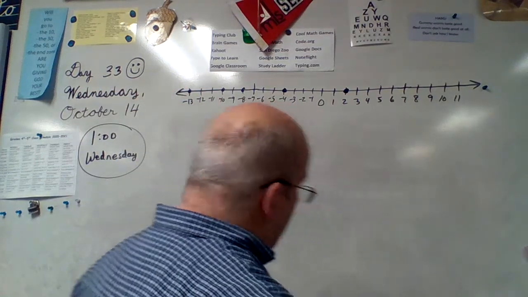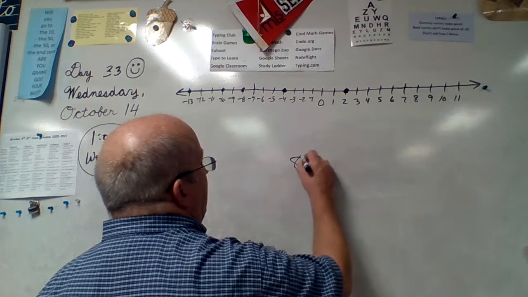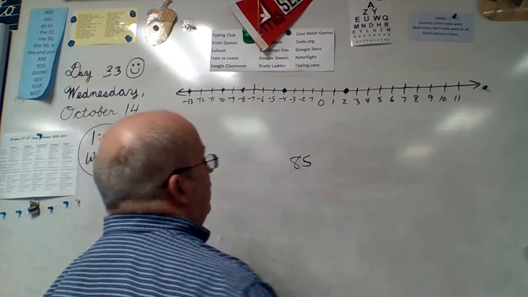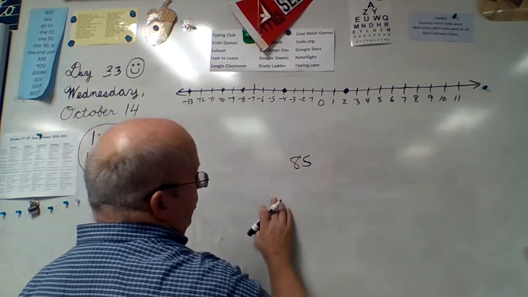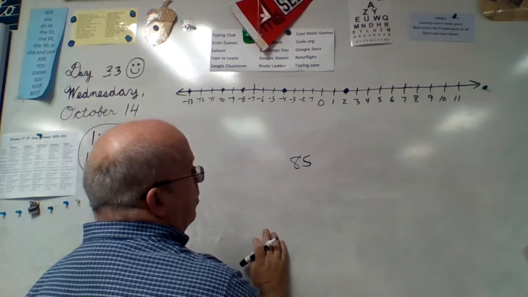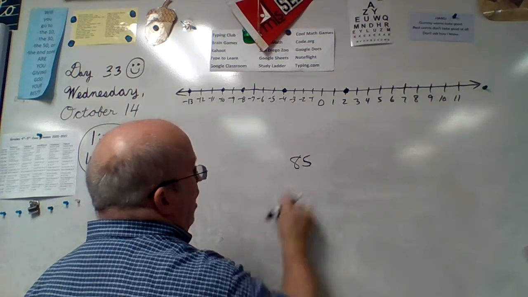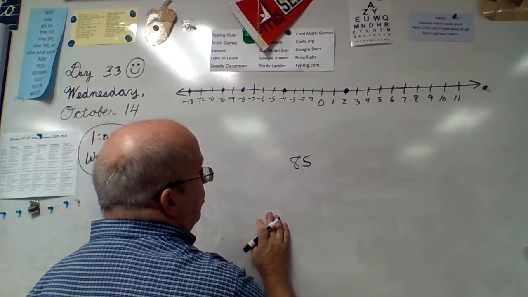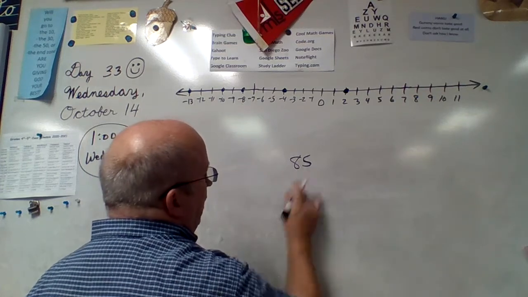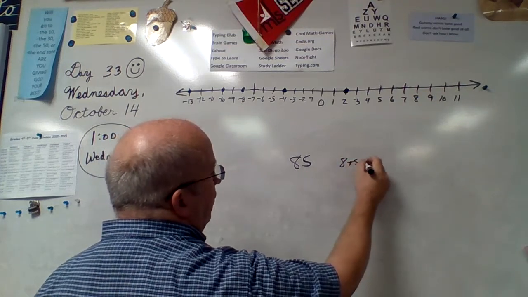I'm going to do the same thing, but let's do it with the number 85. So I'm going to start with the divisibility rules. Is this number divisible by 2? No, it's not, because it ends in 5, and 5 is not divisible by 2. Is it divisible by 3? Well, 8 plus 5 is 13.